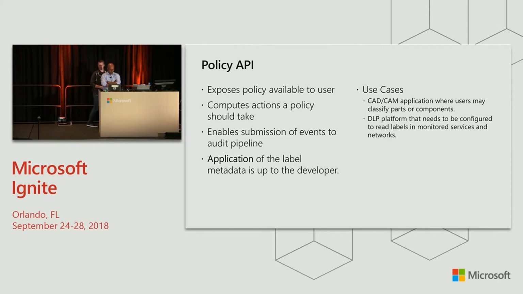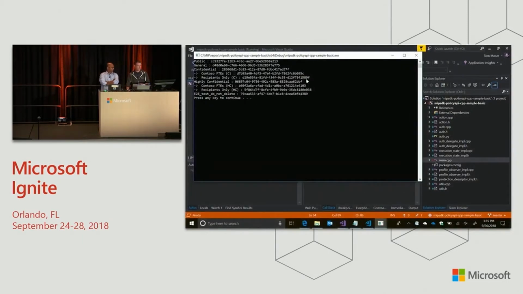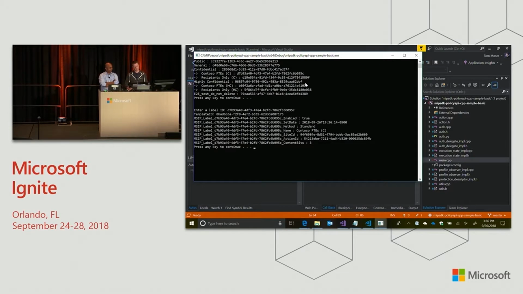So I'll show you an example of the policy API. Now, I already launched this to save some time here. What happened is I authenticated to the service, and it listed all the labels that are available to me. These are configured in protection.office.com in the classification section. And so what I'll do here is just copy this Contoso FTEs label and then paste it in.